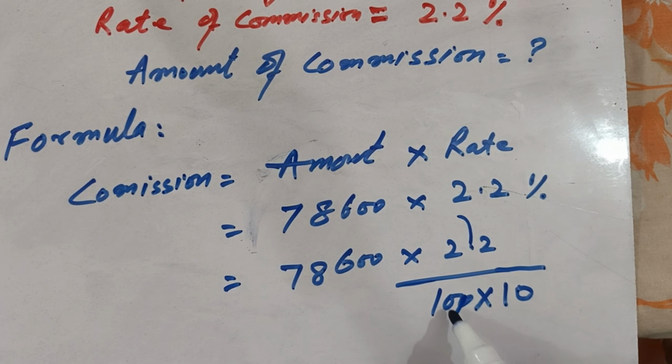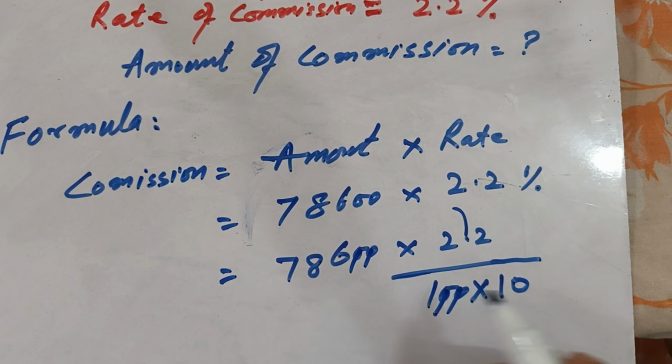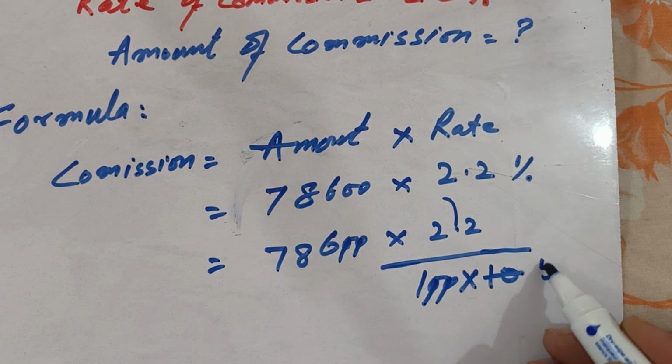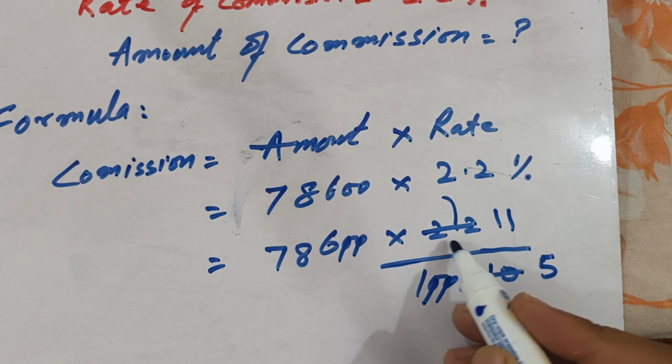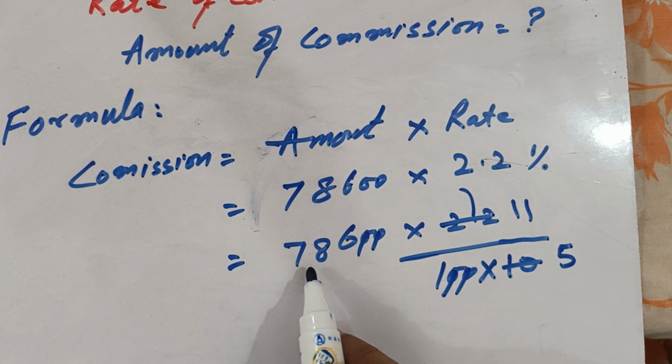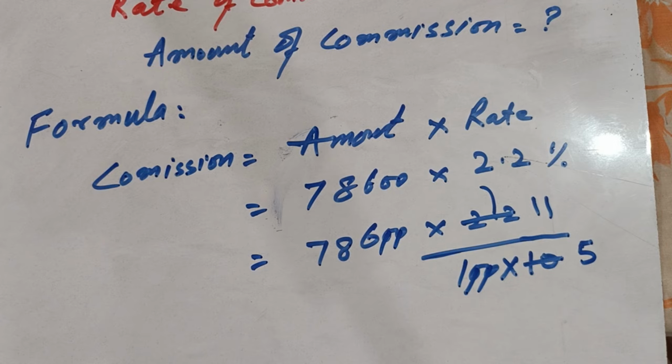These two 0s we are going to cut with these two 0s, and this 10 we can cut by 5: 5 twos are 10, and 11 twos are 22. So this is 11. Now we will multiply this 11 with this, and after multiplication we will divide.